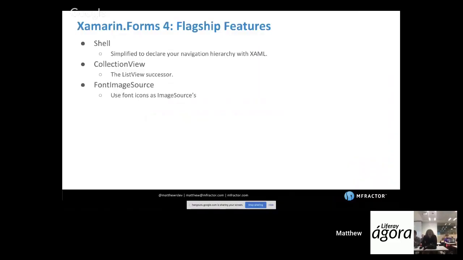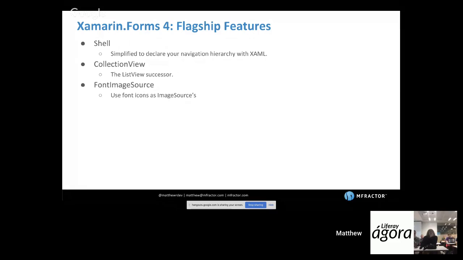So today I'm covering 3 of the main flagship features that are in Xamarin Forms 4. Just a quick note, there's many, many more features in Xamarin Forms 4, but for this presentation, I just want to cover the 3 features that I find most interesting and most appealing. These are Shell, Collection View, and the font image source. So what are they? Well, Shell at a high level is a simplified way to declare your navigation hierarchy using XAML.